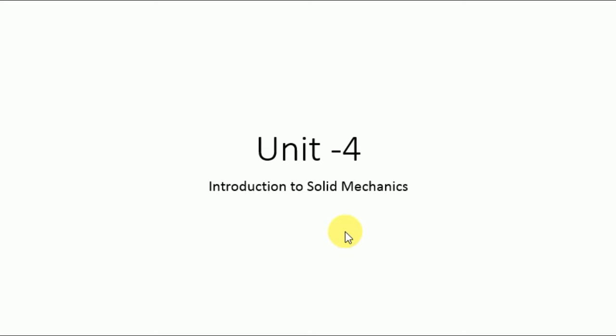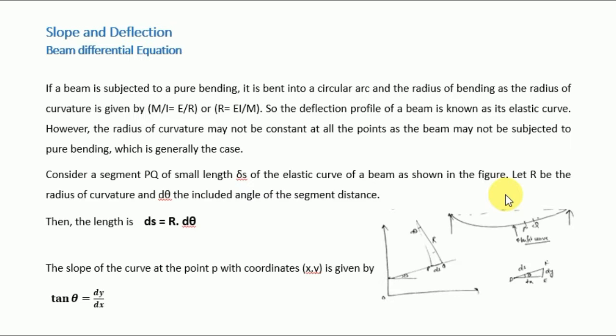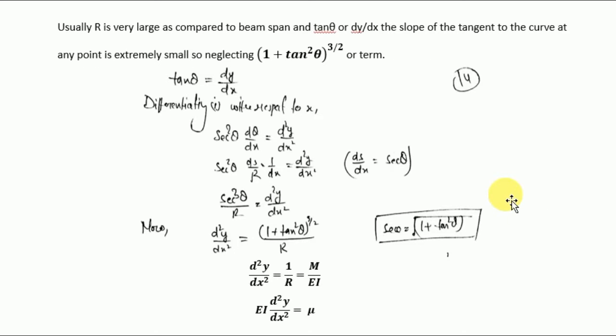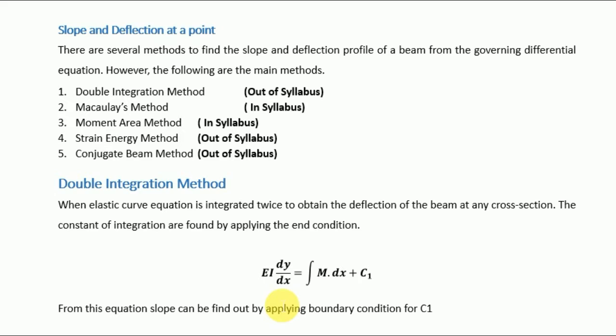So let's recap a bit about what exactly we studied. First, we studied the slope and deflection equation, which we deduced as EI d2y/dx2 equals M. We first deduced this, and then we found different methods to calculate slope and deflection in different types of beams: the double integration method, Euler's method, moment area method, strain energy method, and conjugate beam method.